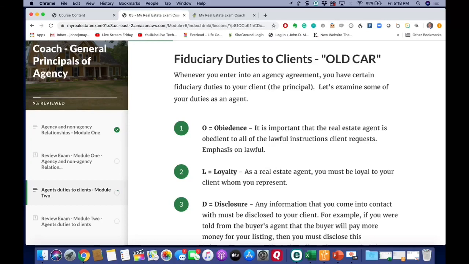Well, first of all, if we use OLD CAR, the O represents obedience. You have to be obedient to the lawful, underline that word lawful, instructions the client requests. So if they want you to hold the home open, you've got to do that. You have to be obedient to their request, lawful. The L in OLD CAR stands for loyalty. You've got to be loyal to your client.